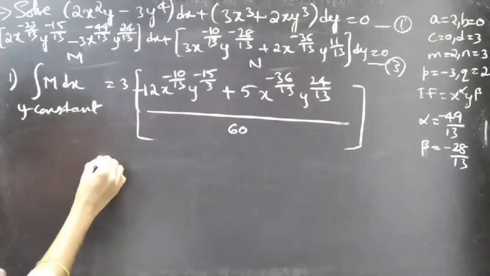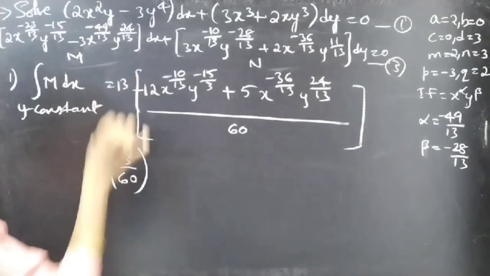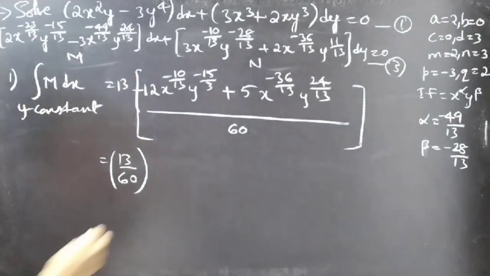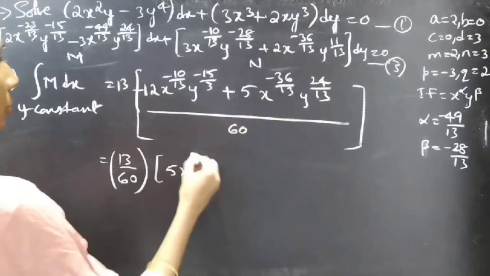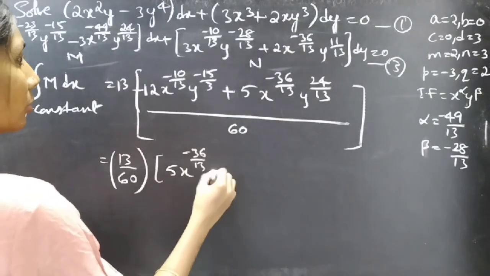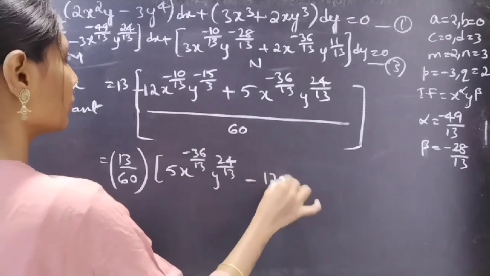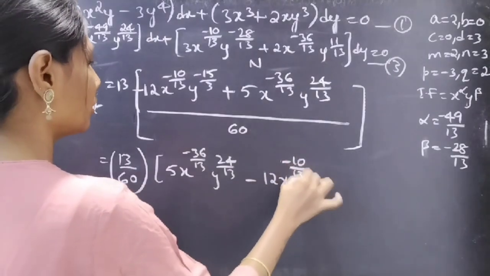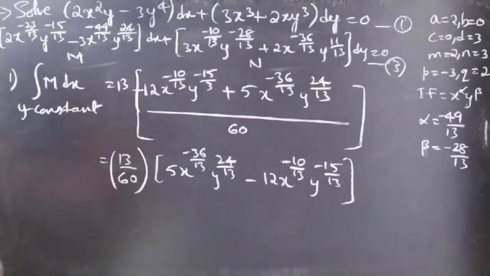Now we can write this as 13 by 60 into 5 x power minus 36 by 13 y power 24 by 13 minus 12 x power minus 10 by 13 y power minus 15 by 13. So this is the result obtained from the first integral.